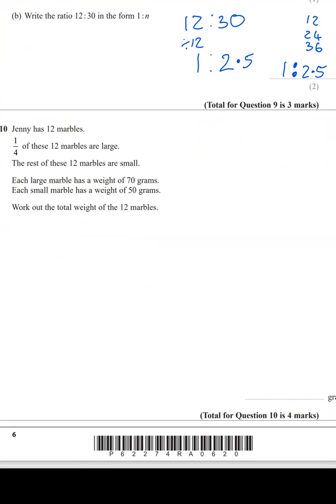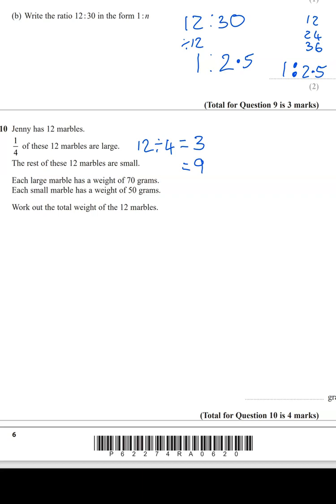Jenny has 12 marbles. A quarter of these marbles are large. The rest of these marbles are small. Okay, then we've got the weight of each. Work out the total weight. So what I would do, firstly, we need to work out a quarter of 12. So to get a quarter of 12, we do 12 divided by 4. So actually, 3 of the marbles are large. The rest of the 12 marbles are small. So we've got 9 small ones because we've got 12 in total.